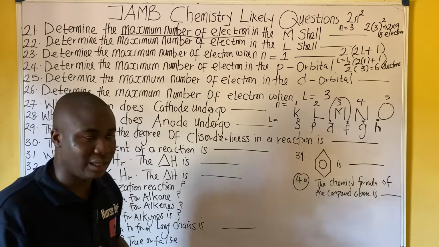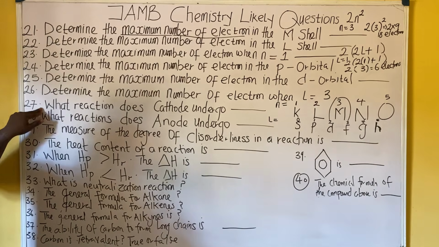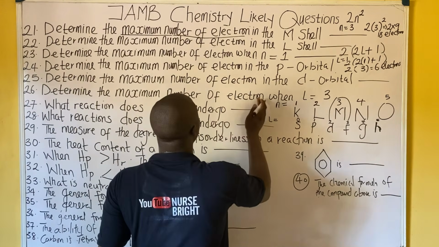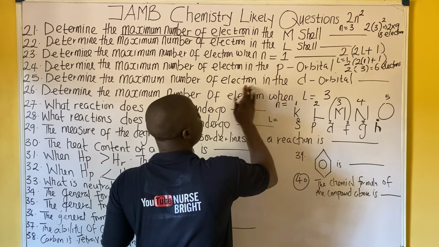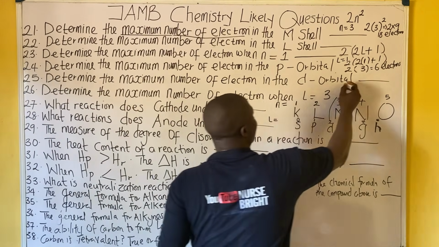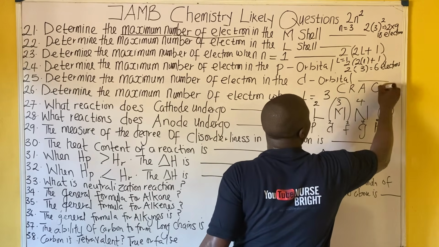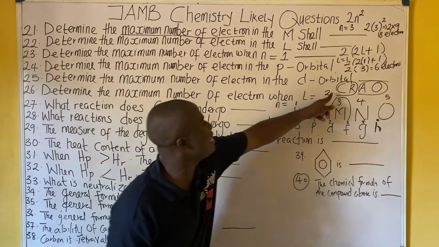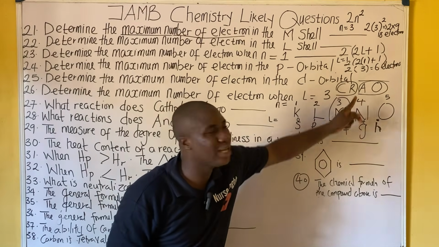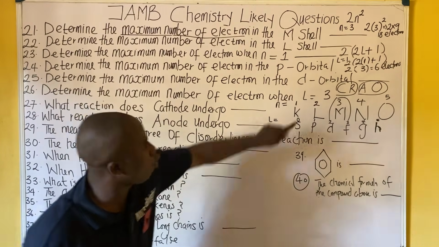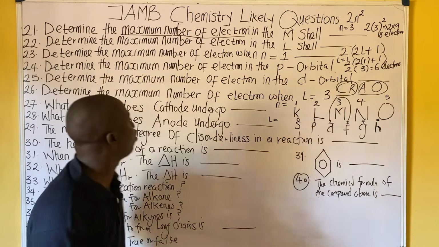Now, let's get into the next practice question, and it says, what reaction does the cathode undergo? There is an acronym you should understand here. The acronym for knowing the reactions that the cathode or anode undergo is called CRAO. C and R go together, A and O go together. So C is cathode, R is reduction. A is anode, O is oxidation. So the cathode always undergoes reduction.